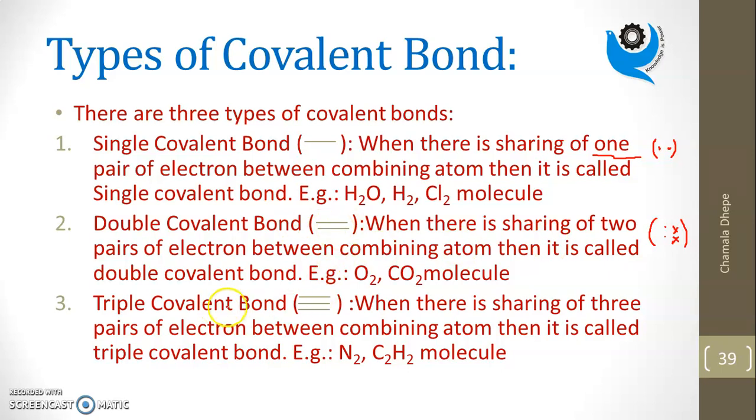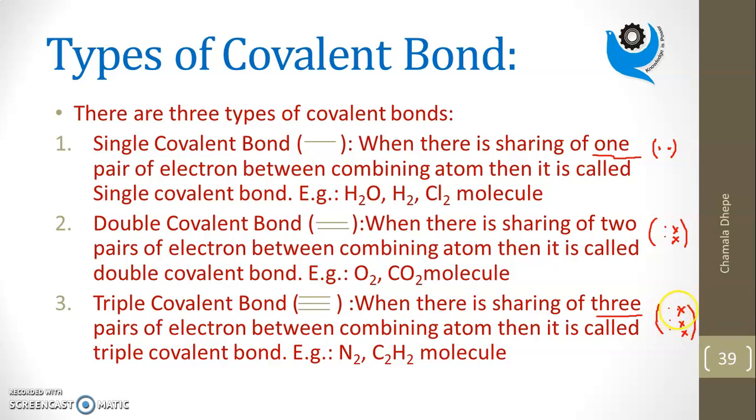Now last is the triple covalent bond, which is denoted by three horizontal lines. When there is a sharing of three pairs of electrons between combining atoms, then it is called the triple covalent bond. Like the above two examples, one atom is sharing its three electrons, the other atom is sharing its three electrons. So how many pairs are shared here? Three pairs. In three pairs, how many electrons are there?